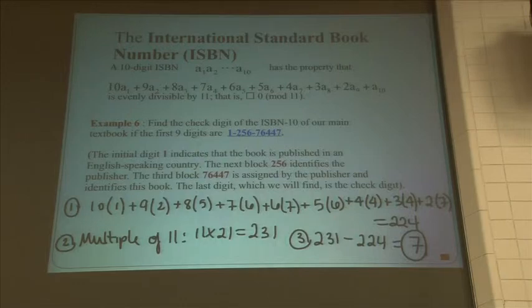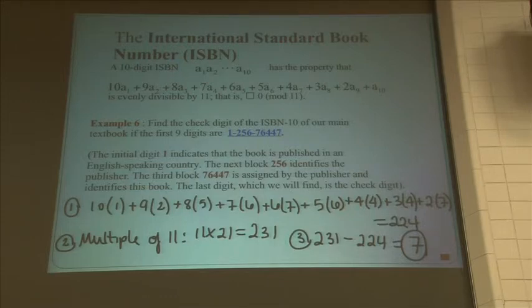Okay? So we add up everything from step 1. 10 times whatever, 9 times whatever, 8 times whatever, so on and so forth. Whatever number you get from step 1, you got to add something to that number to make your ISBN a multiple of 11. So you can use your calculator and go through trial and error, find the multiple of 11 that is directly above the number from step 1. In our case, the next multiple of 11 was 231. So find the check digit, take that multiple of 11, and subtract from it the values from step 1. That's the number you have to add to step 1 to get to your multiple of 11. That is your check digit.